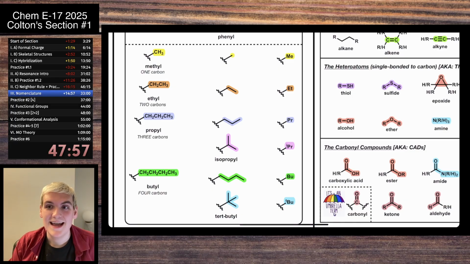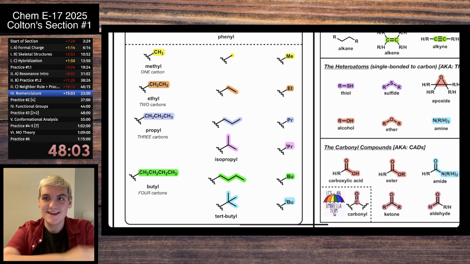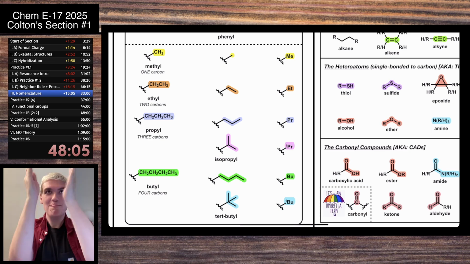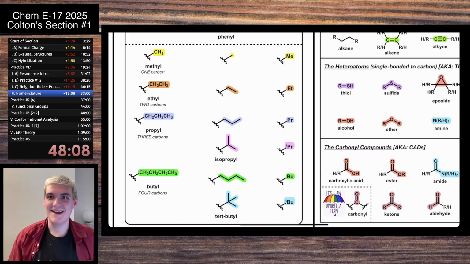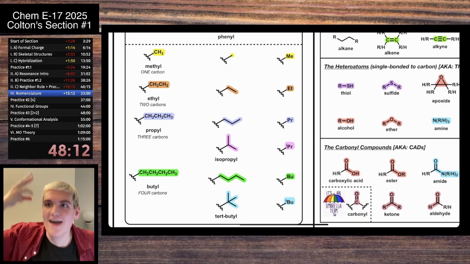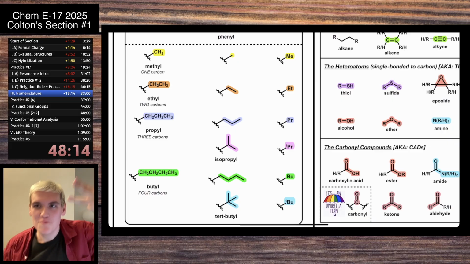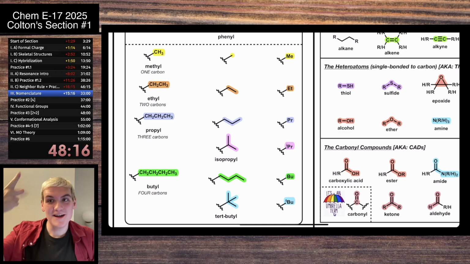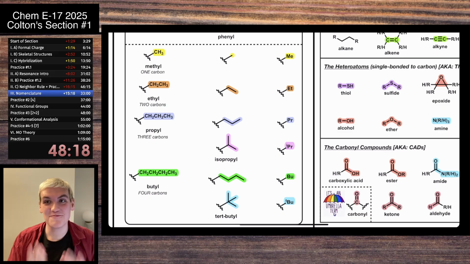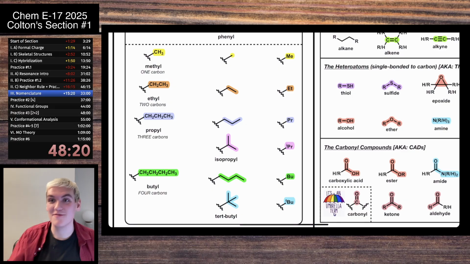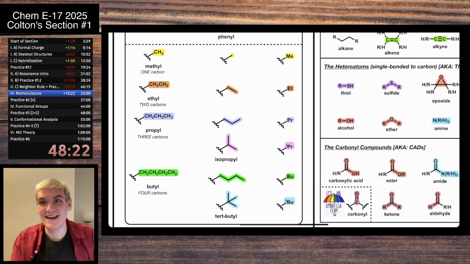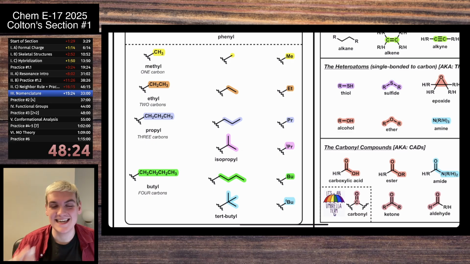And so again, this might be a generational thing. I grew up with the Disney Channel movie Camp Rock, and there's a meme where the kids in Camp Rock are doing this weird dance in the forest. And I imagine walking around saying meth, eth, prop, bute, meth, eth, prop, bute as just 1, 2, 3, 4 carbons. It's really, really smooth brain. But sometimes smooth brain is where we need to be in order to just get it in the head.